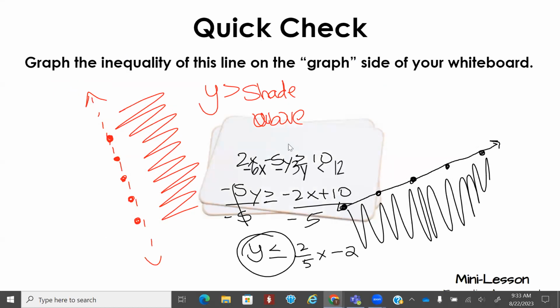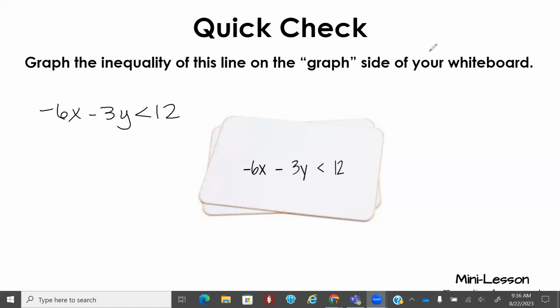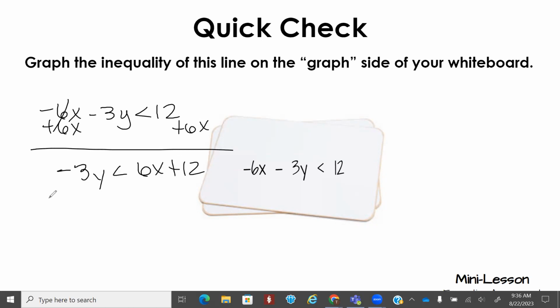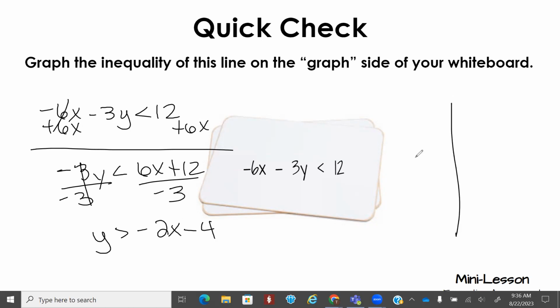Take a moment, look at the next slide. Go ahead and work on that. Okay. So we're going to rewrite this in y equals mx plus b form. So we're going to add 6x to both sides. And then we're going to divide by -3. When we do that, it'll switch the sign. So this will give me -2x minus 4. When you graph this, it should look something like this.